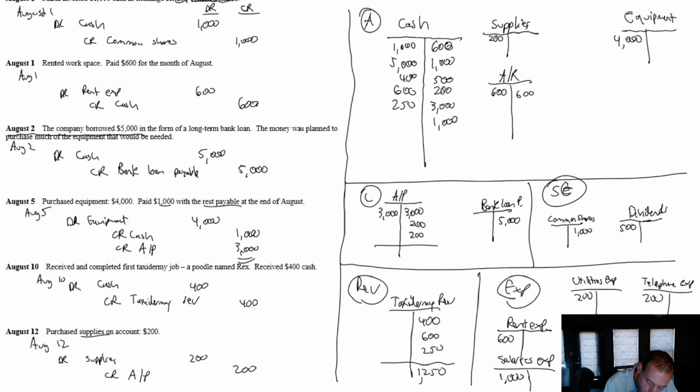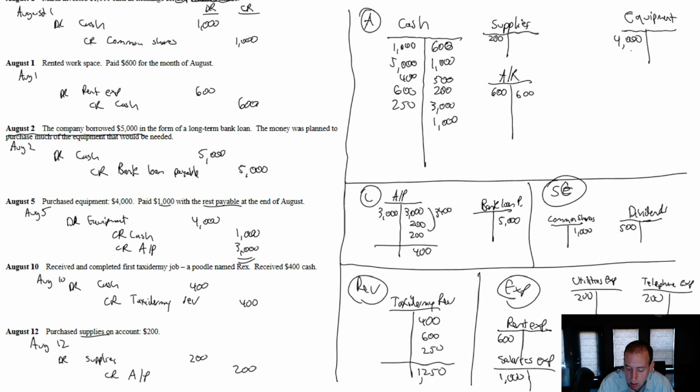AP, I have $3,000 in debits. I have $3,400 in credits. So I have different amounts on different sides. I take the big side minus the small side. So $3,400 in credits is bigger than $3,000 in debits. The big side minus the small side. That means I have $400 in accounts payable.